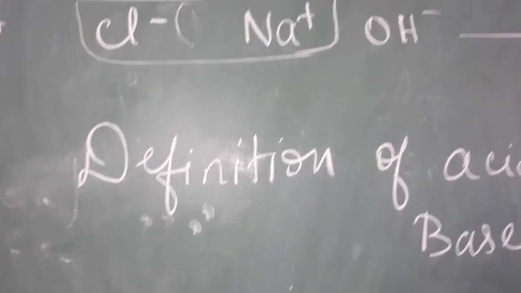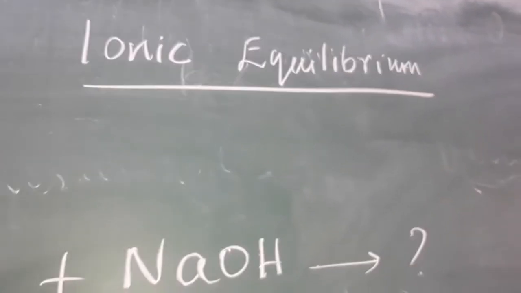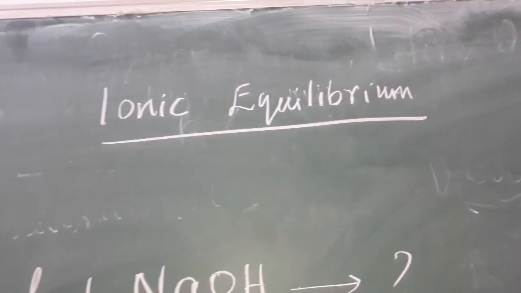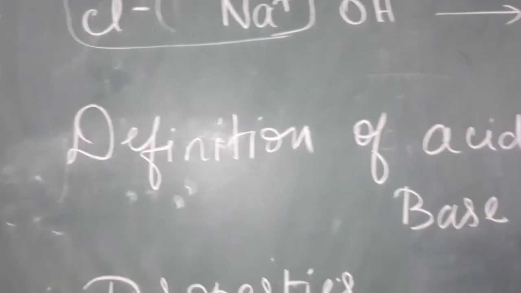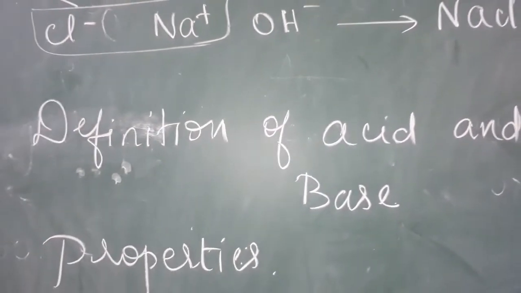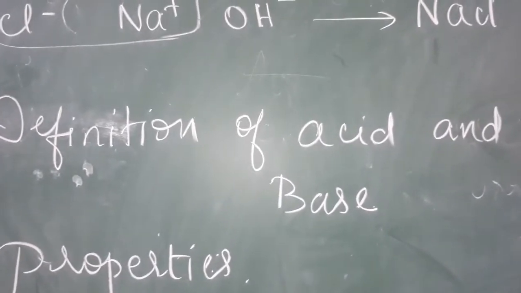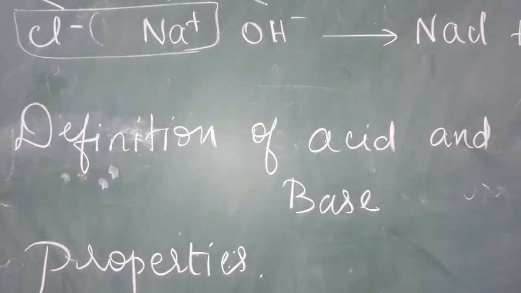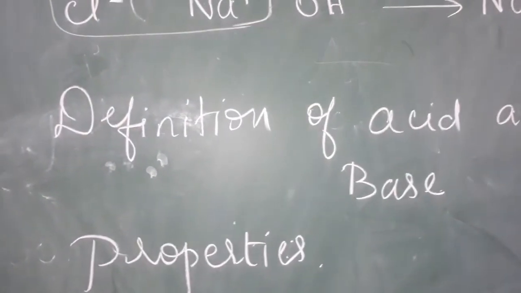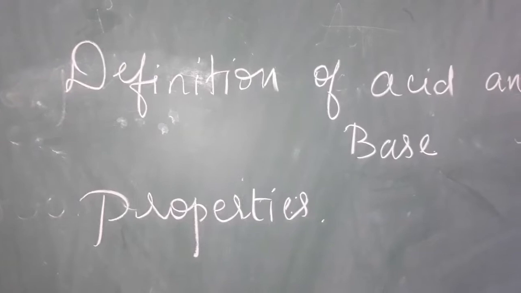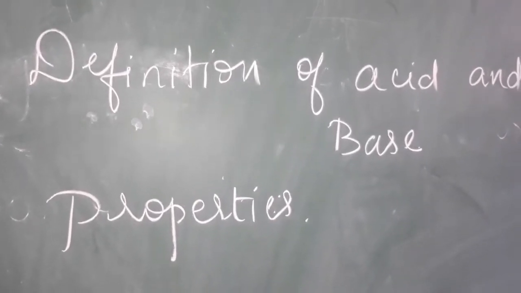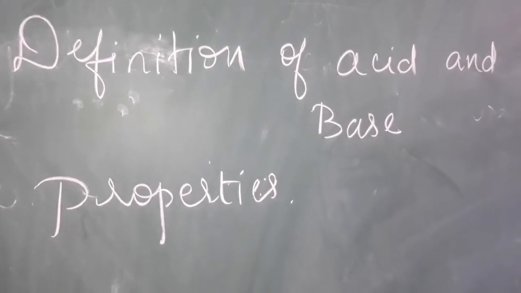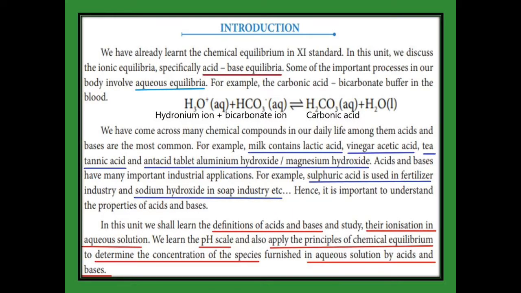So for that, in this lesson, the lesson name is ionic equilibrium. Under this ionic equilibrium, we are going to learn the definitions of acids and bases. Some scientists, from the origin, gave definitions for acids and bases. We are going to discuss those definitions, and also the properties of acids and bases. We will discuss acid-base equilibria and also aqueous equilibria.